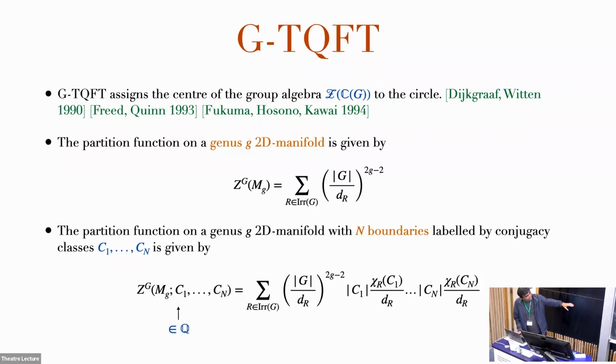Now, this number here is a rational number. This comes from the definition. One way to say this is to just use the definition of the partition function. For example, Fukuma, Hosono and Kawai defined this partition function using a triangulation of the manifold and give us an explicit prescription on how to find it. And that prescription tells us that it's a rational number. Or you can use a Galois group and act on this expression to show that it's a rational number. I'll come back to the Galois group perspective soon.